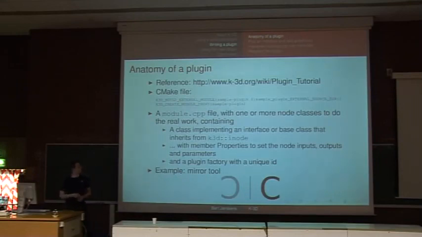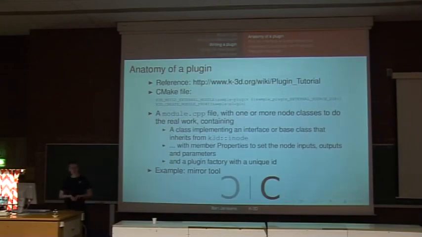Next is a module.cpp file, which will contain the actual code of our new plugin. It can contain one or more classes, which for a plugin in the document should all inherit from the k3d inode interface. In this class we can define different so-called properties, which will actually store the data for the plugin and which will also allow inputs, outputs and parameters to be set. Finally, we also need to define a factory class, which will be used to instantiate new instances of our plugin.